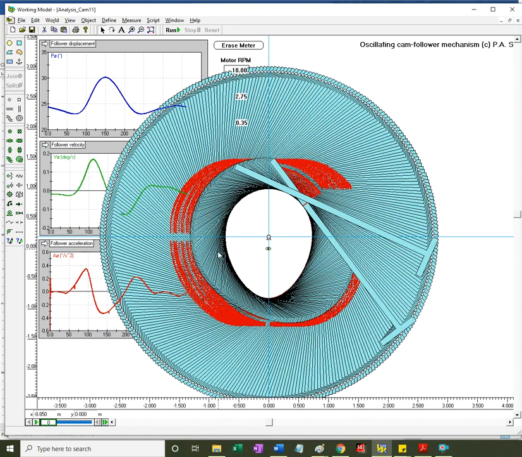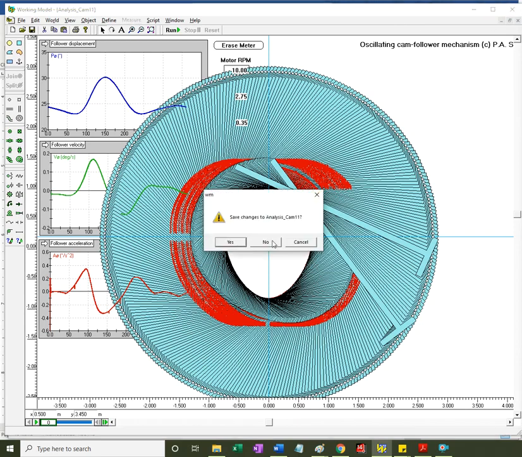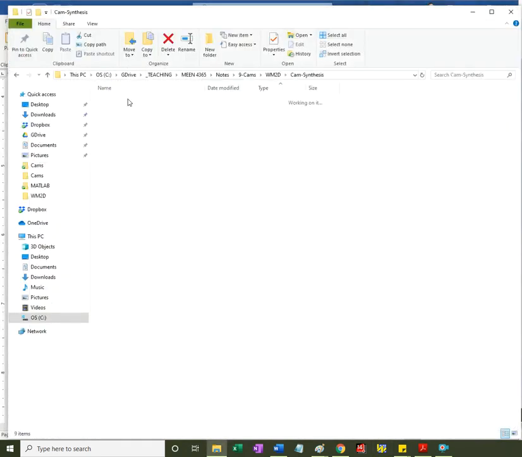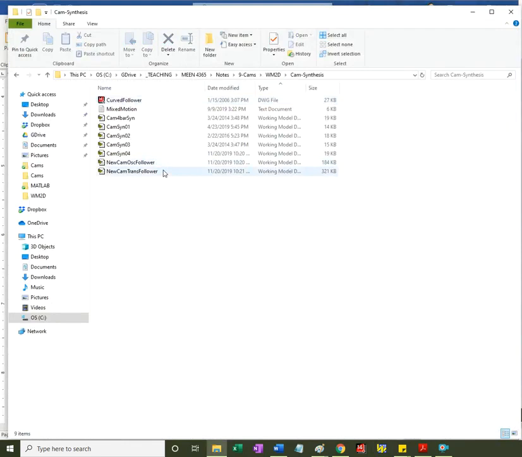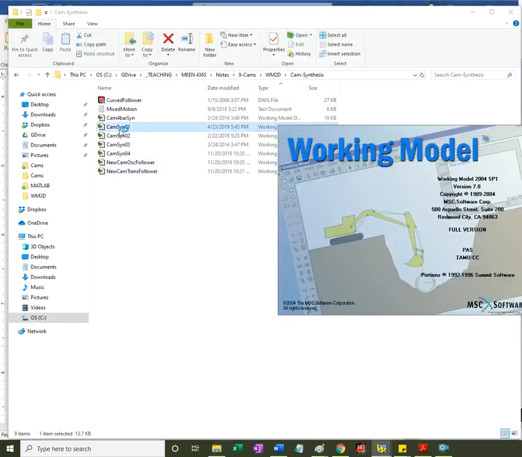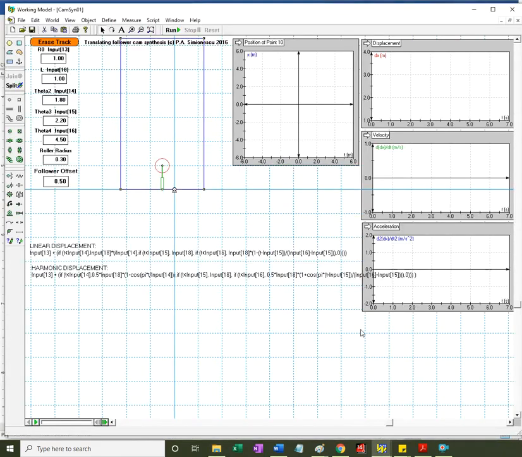You figure out a way to extract this contour, send it to a plasma cutter, laser cutter, or numerically controlled machine, and you have the cam. I actually do have some working models that do follower motion, with the follower being carried by a slab.